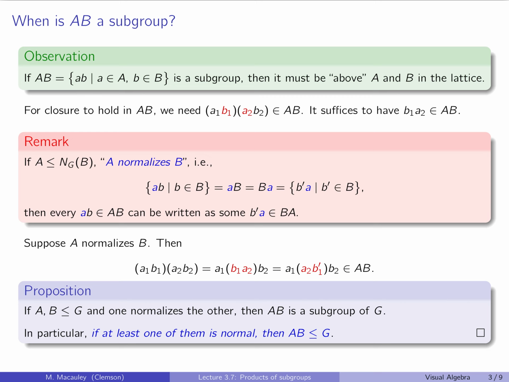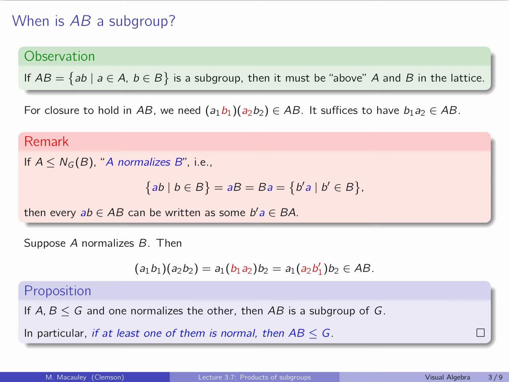Let's state this as a proposition. If A and B are subgroups of G, and one of them normalizes the other. Up here I said A normalizes B, but by symmetry, the same conclusion would hold if B normalizes A. We would just swap the roles of the element in the subgroup here. In that case, AB is a subgroup of G. Let's sketch a proof of this, or outline it.